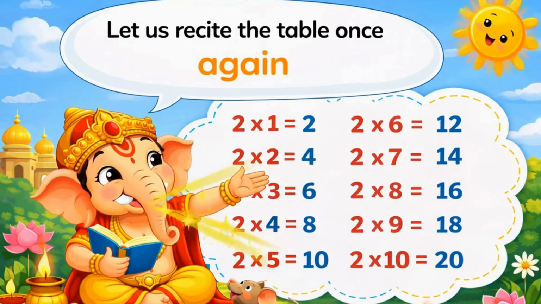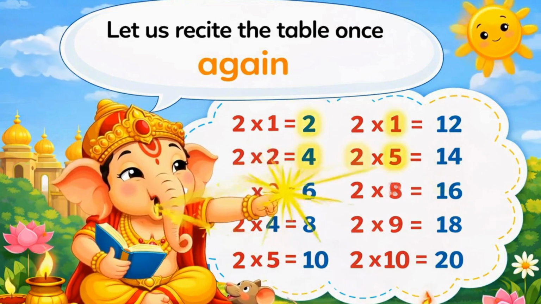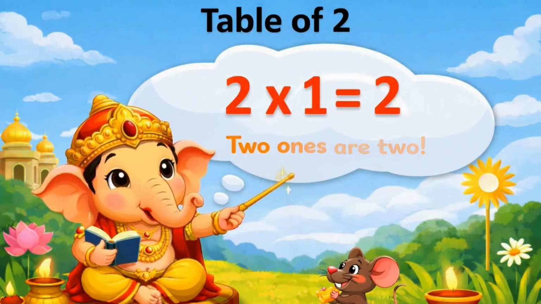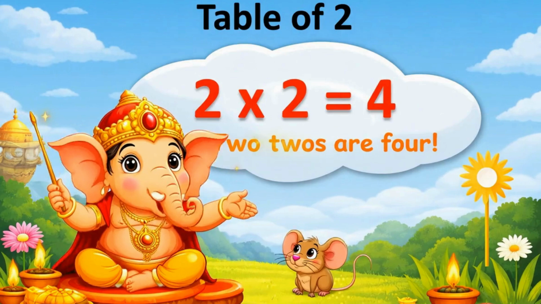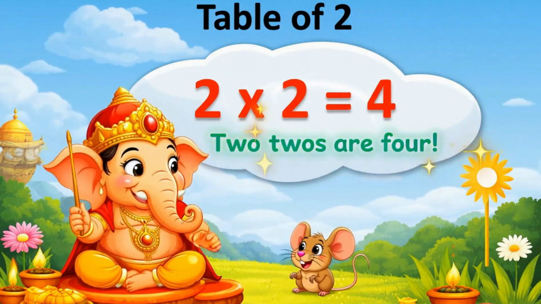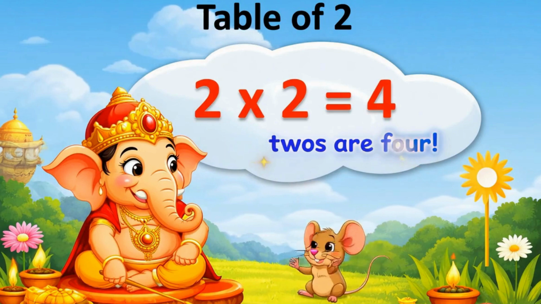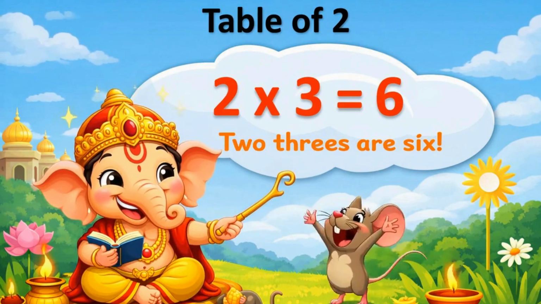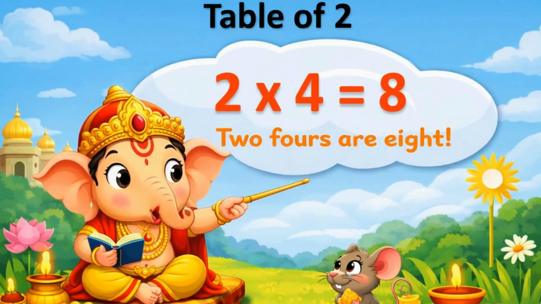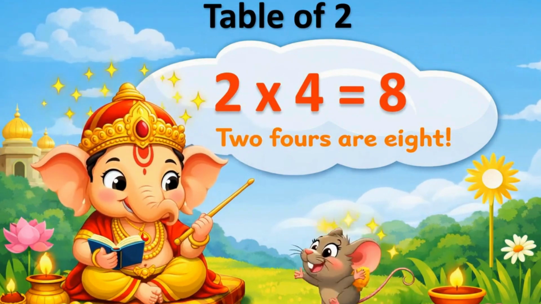Kids, let us recite the table. 2 ones are 2. 2 twos are 4. 2 threes are 6. 2 fours are 8.